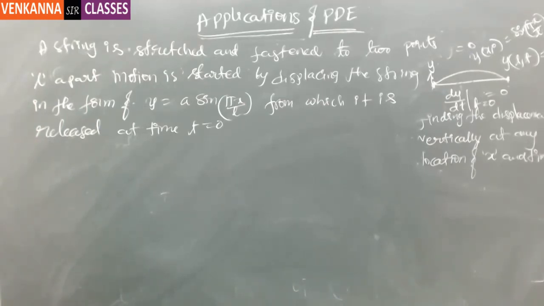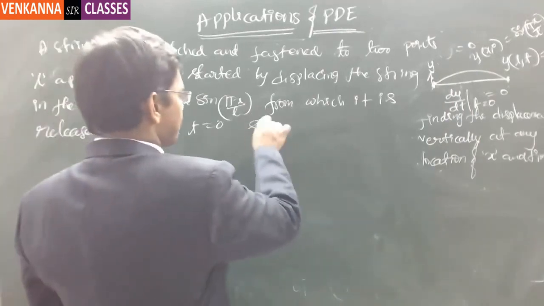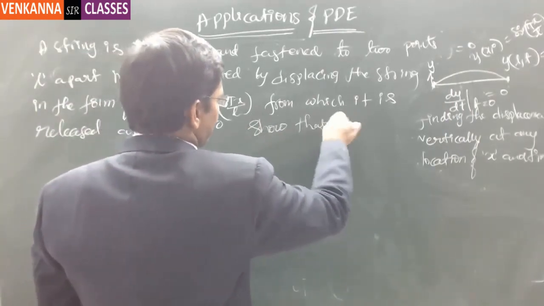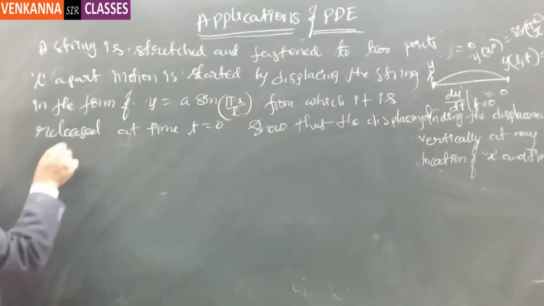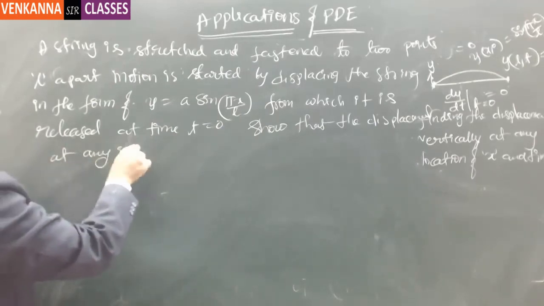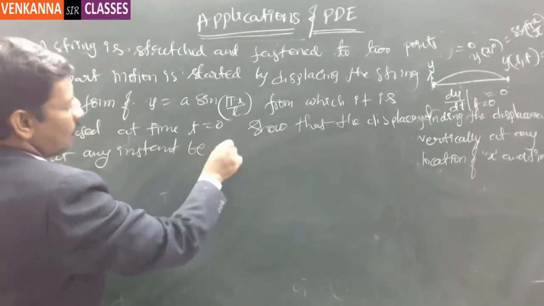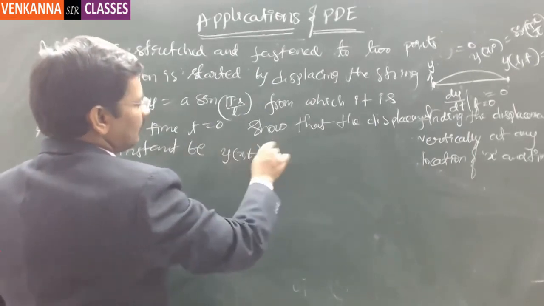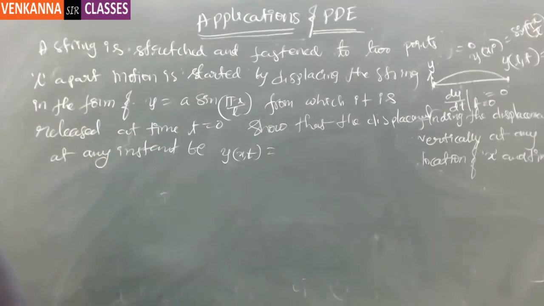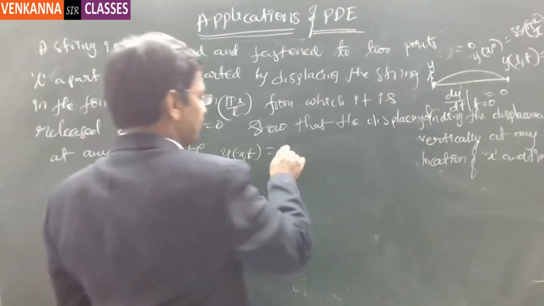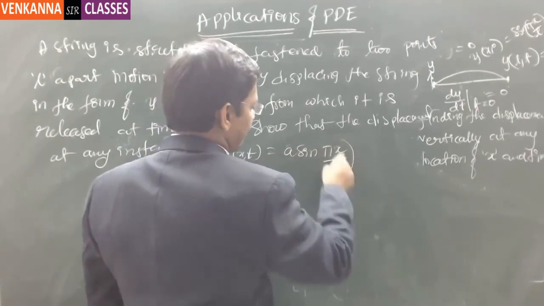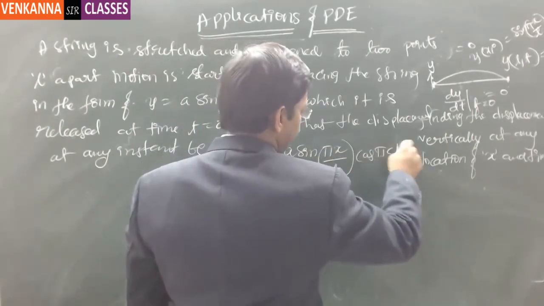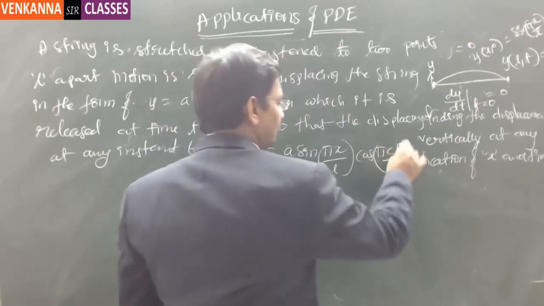So show that the displacement at any instant be y of x comma t equal to A sin pi x by L cos pi ct by L. So he asked us to prove this.